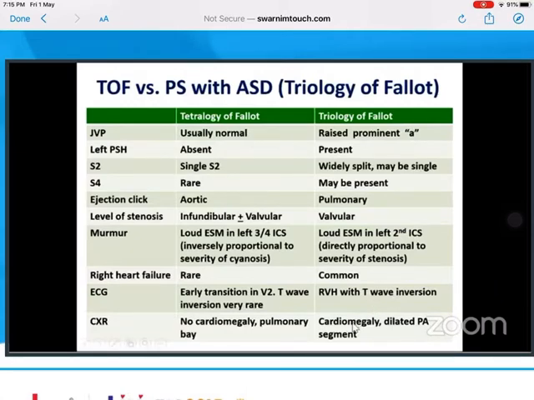X-ray may show you cardiomegaly, but the pulmonary artery segment is going to be dilated because of the valvular component of the pulmonary stenosis in ASD and PS.